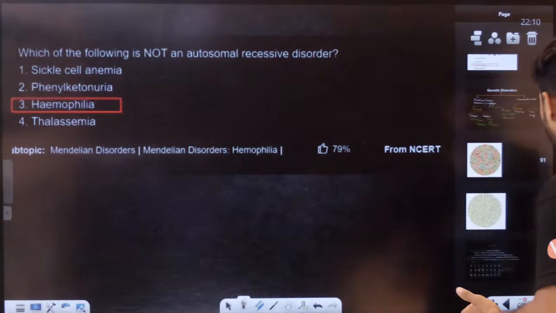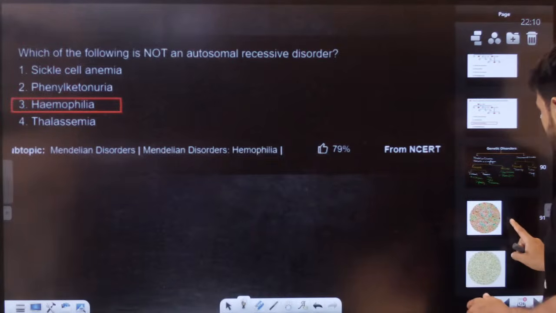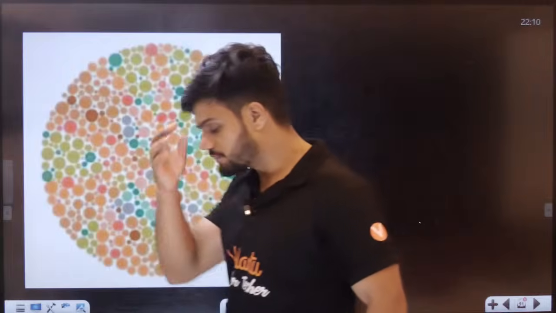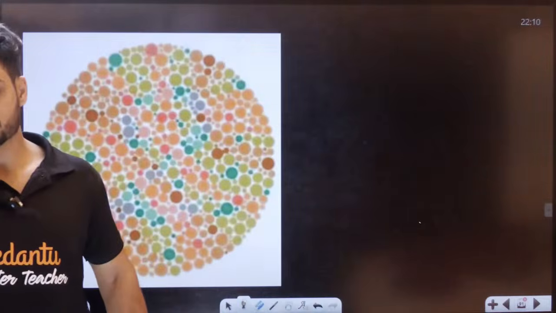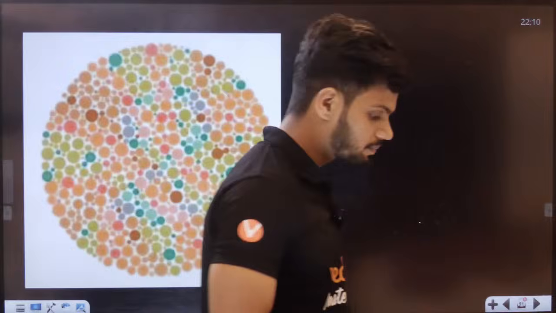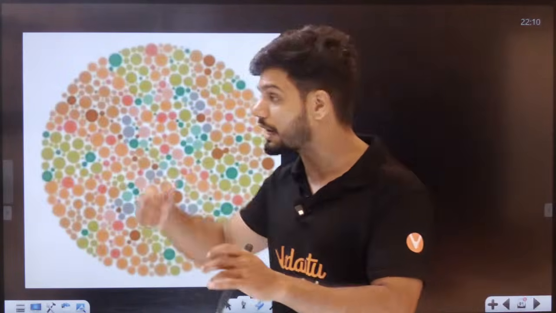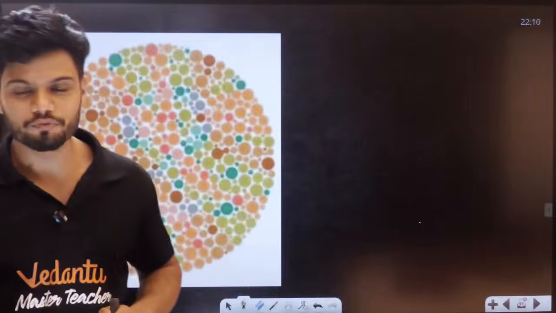Important table. Now, the first disorder, students: how many of you can see the colors here? Raise your hands. This is the color blindness test. You can see red here and green here very clearly. It's a color blind test for all of you, students. How many of you can see very well?